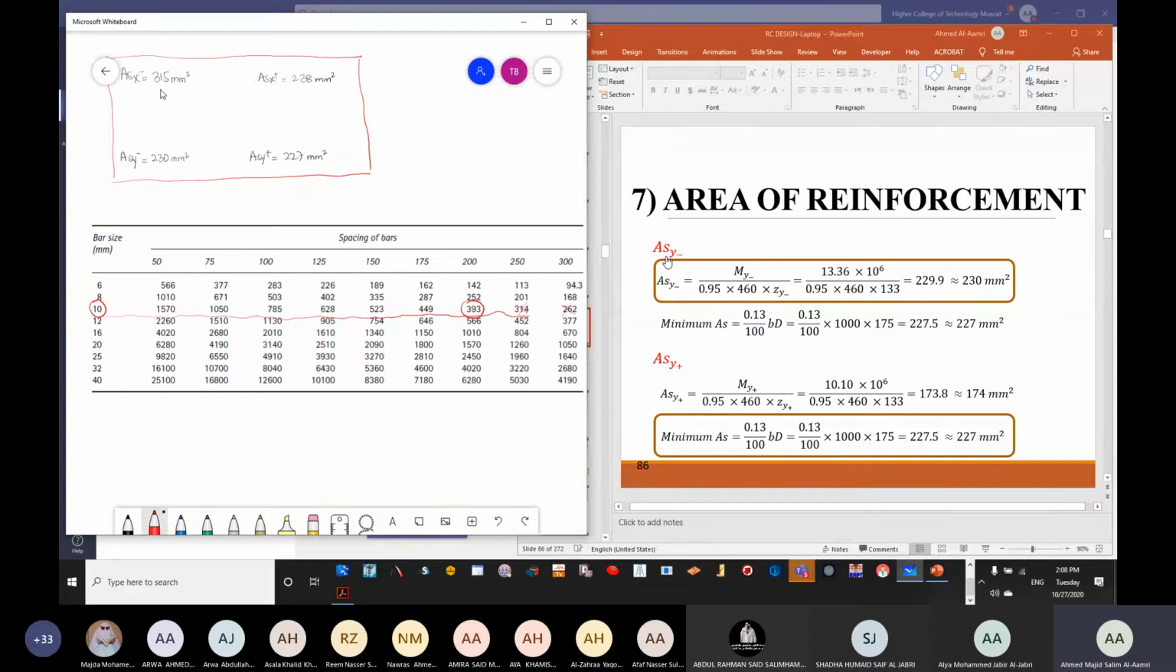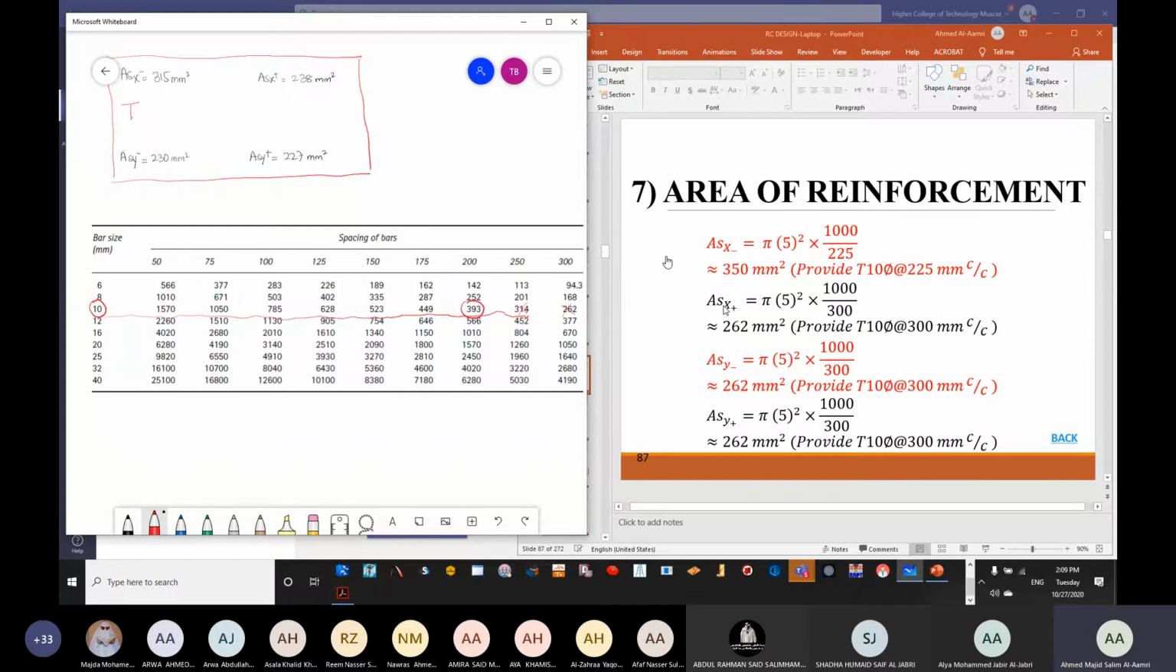We are going to write it as T, that is representing the grade of reinforcement. And then the diameter, so we have 10 as our diameter. And then we have the spacing, which is here. The spacing is 200 millimeter center to center. Are we clear about this point?